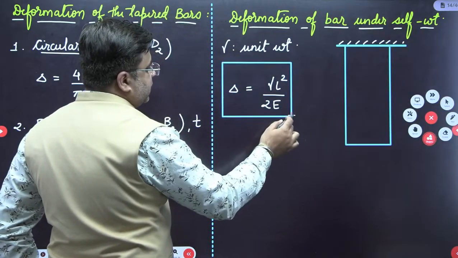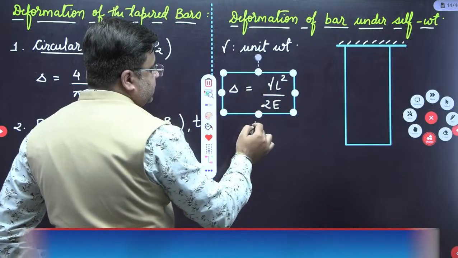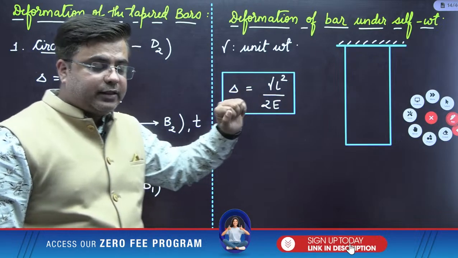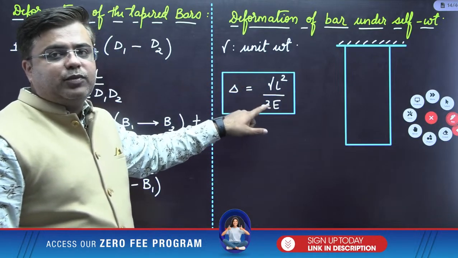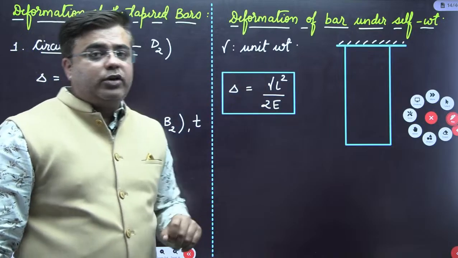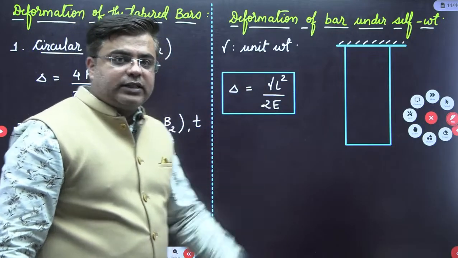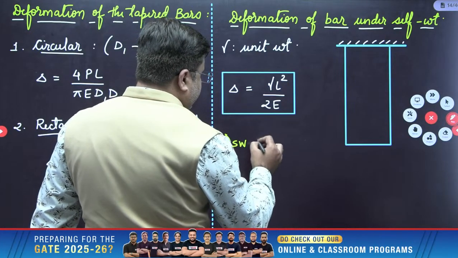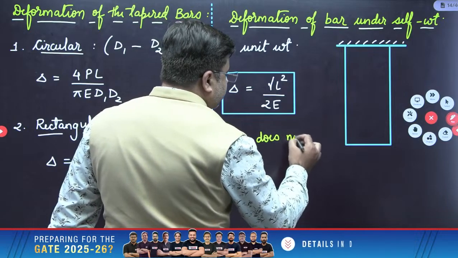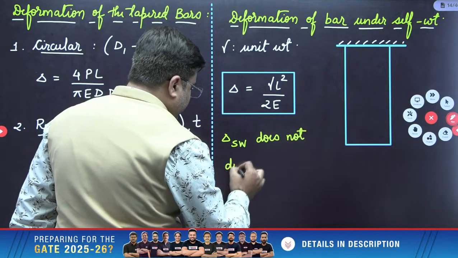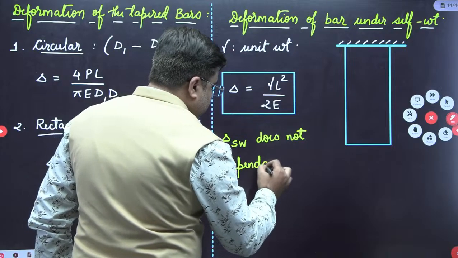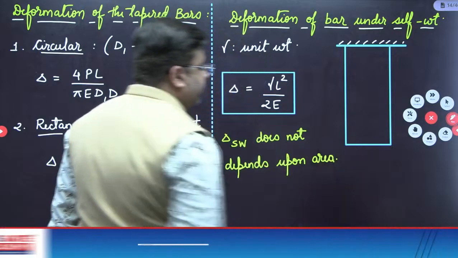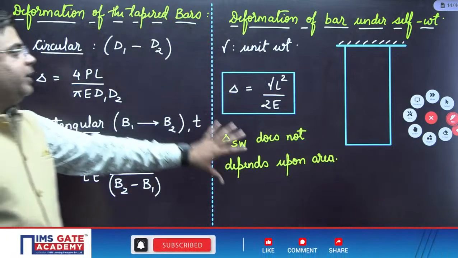Anywhere you can see the cross-sectional area. One very important thing is that your deformation under self-weight is directly proportional to the square of the length, inversely proportional to the Young's modulus, and directly proportional to the unit weight, but it does not depend on the cross-sectional area. So I will write down: delta due to self-weight does not depend upon area, right? So this is the deformation under self-weight.